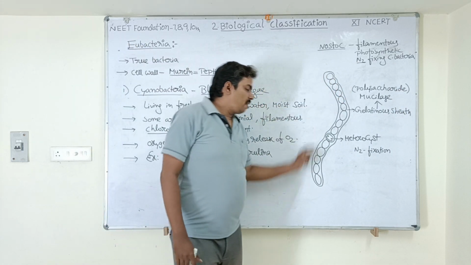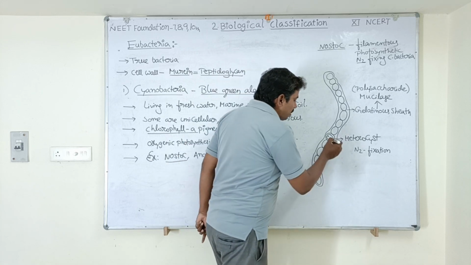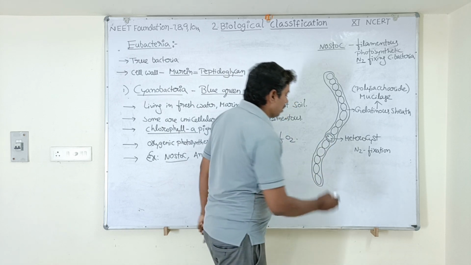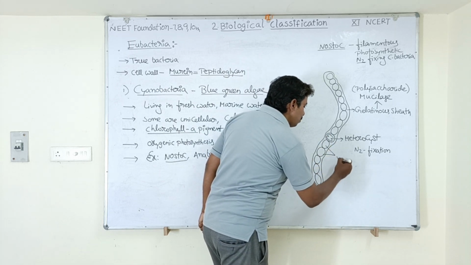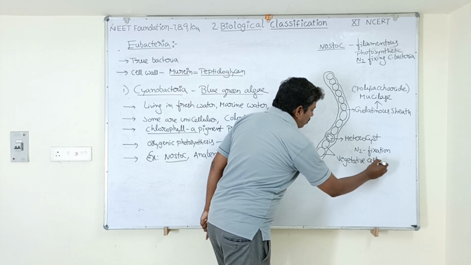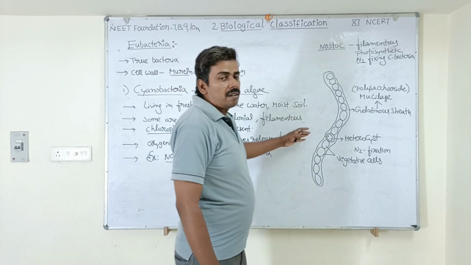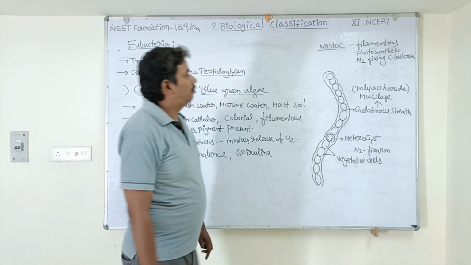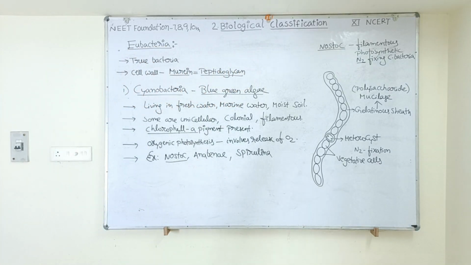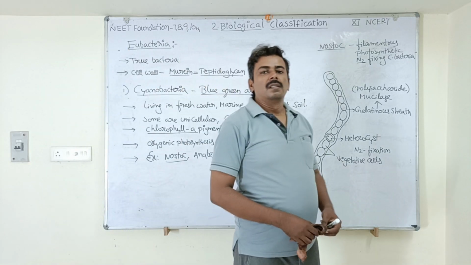So this entire filament will be green in color. All these cells will carry out photosynthesis except this heterocyst, which will carry out nitrogen fixation. The remaining cells are called vegetative cells. The function of vegetative cells is photosynthesis. Note down, students. Draw this diagram in your notebook. Completed? Shall I rub the board?